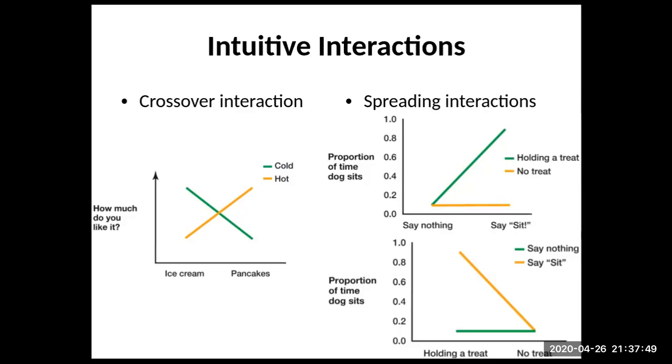And so what this just shows you is that it doesn't matter which is on the x-axis and which is the lines, because no matter what, if there's an interaction, you're going to see it no matter which variable is on the x-axis and which variable is the lines.